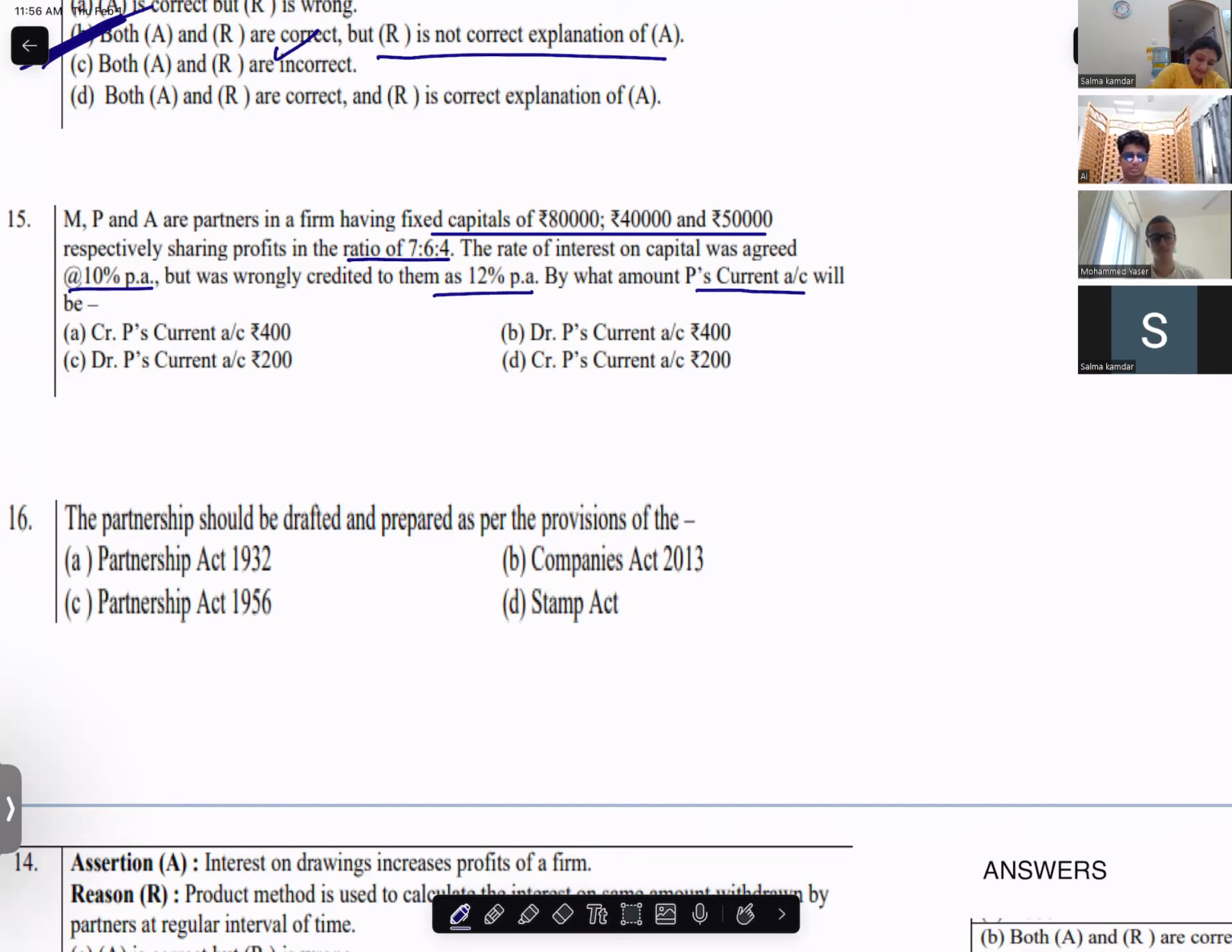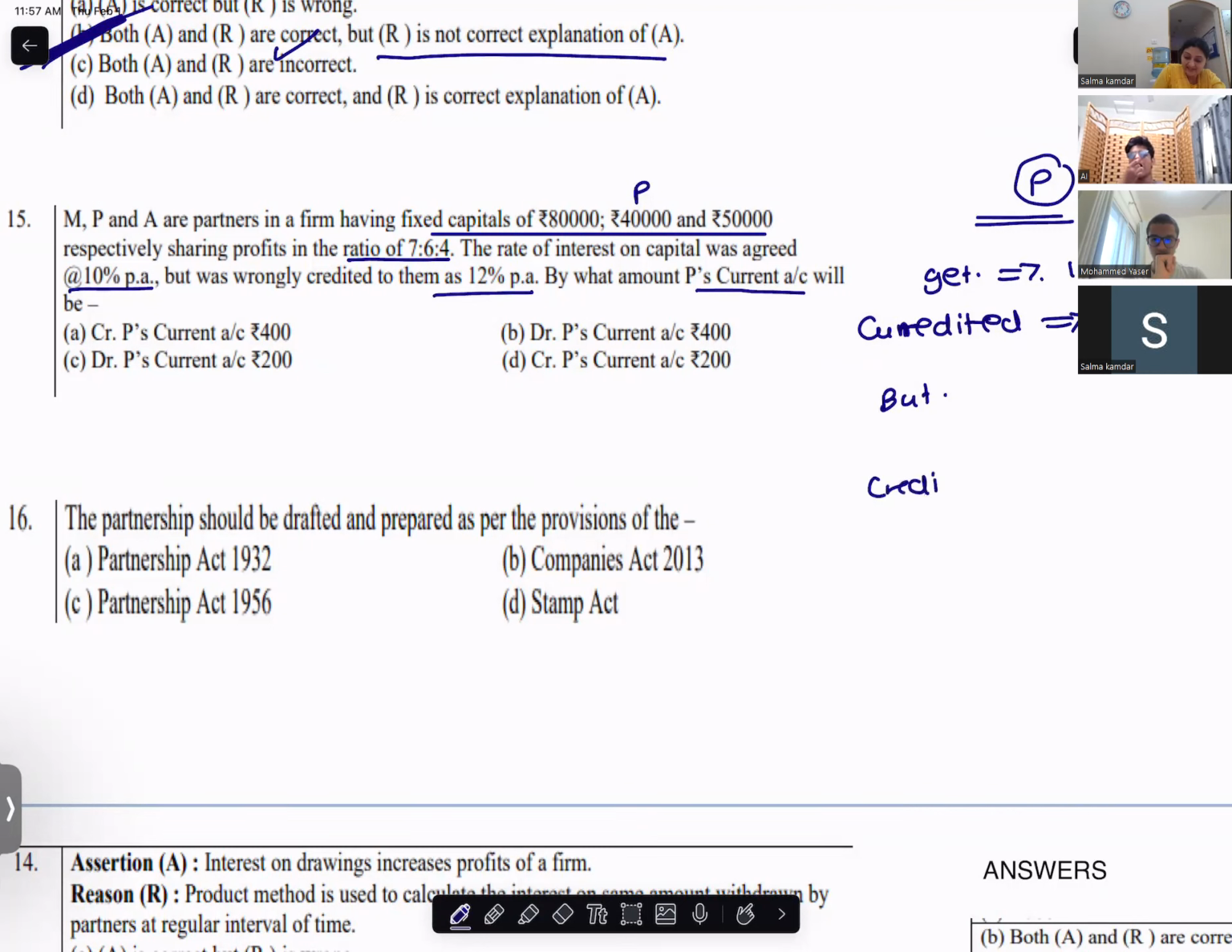So we are talking about P. P should get interest on how much? Interest on capital of 40,000 at 10%. So 10% of 40,000 is 4,000. So the current account should be credited by how much? 4,000.